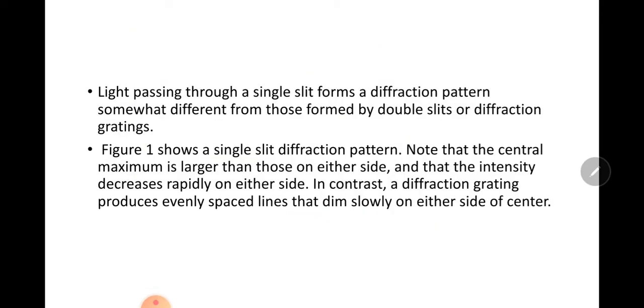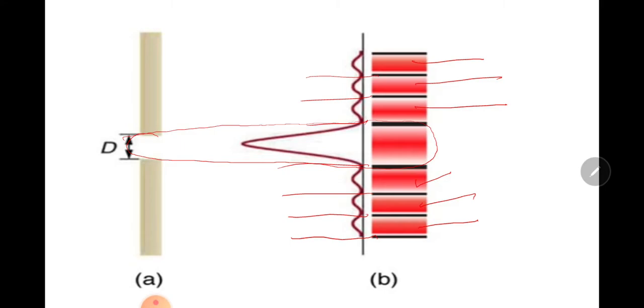Now, light passing through a single slit forms a diffraction pattern somewhat different from those formed by a double slit or diffraction grating. You can see the single slit diffraction pattern in the diagram in your book, check it. Note that the central maxima is larger than those on either side, and the intensity decreases rapidly on either side. In contrast, a diffraction grating produces evenly spaced lines that dim slowly on either side. If you see from this, light intensity decreases here. Here light intensity is maximum.